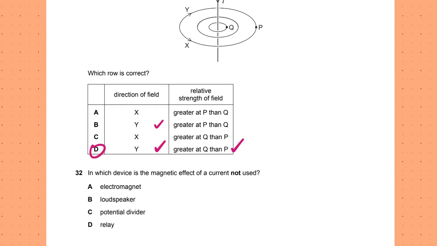32. In which device is the magnetic effect of a current not used? It's used in an electromagnet, it's used in a loudspeaker, it's used in a relay as well. It's not used in the potential divider, right? It's used in all of the others.